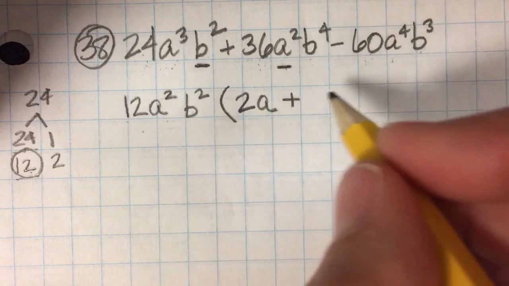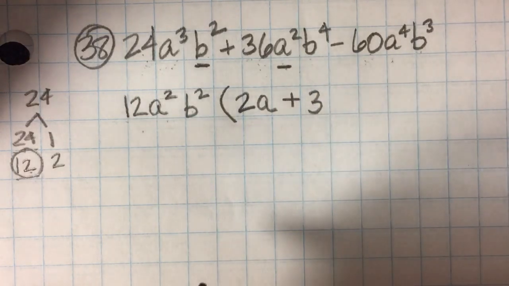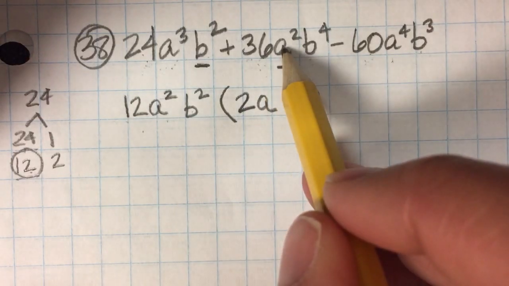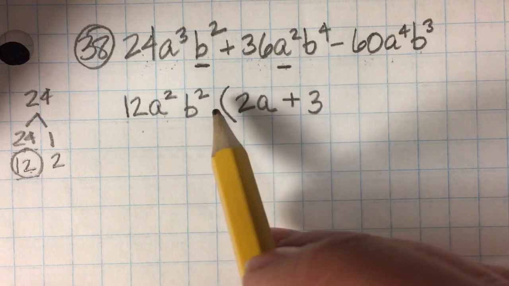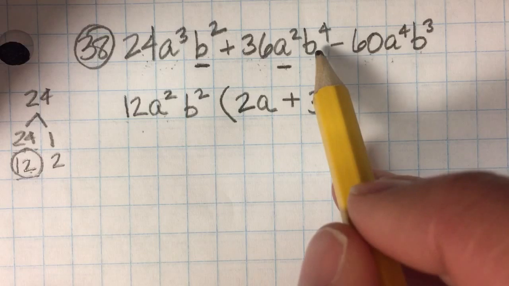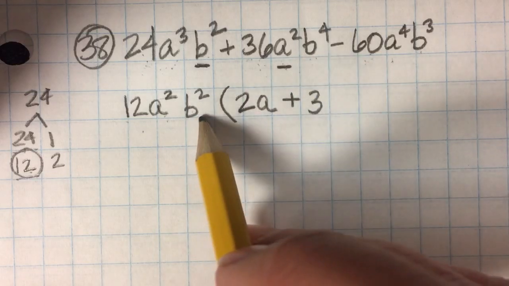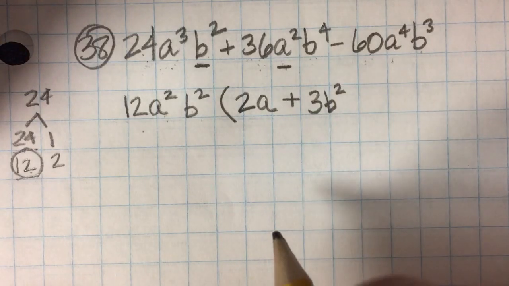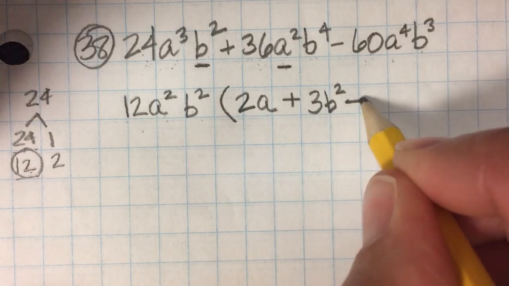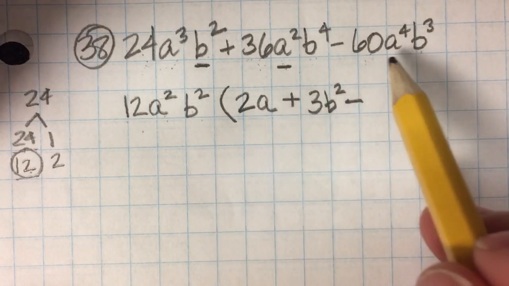36 divided by 12 leaves me with 3. A squared factored out with A squared leaves me with no A term, just 1. We don't need to write the 1. And B to the 4th divided by B squared leaves me with B squared. Now I'm going to move to my third term.